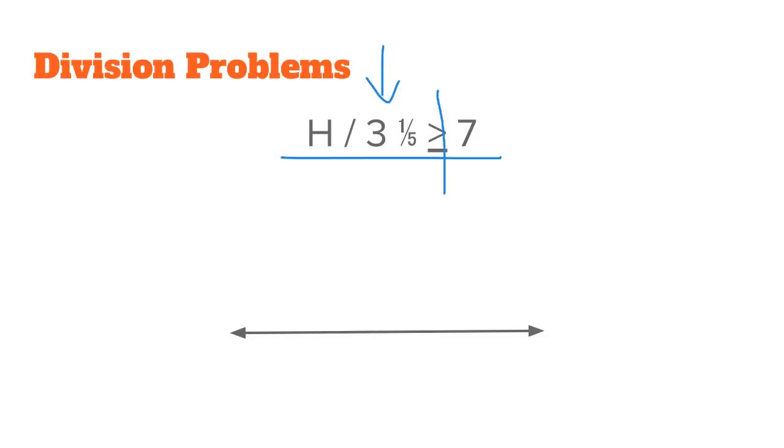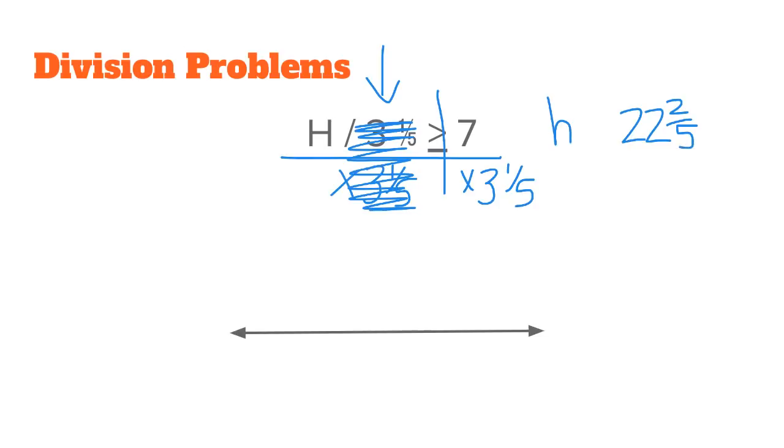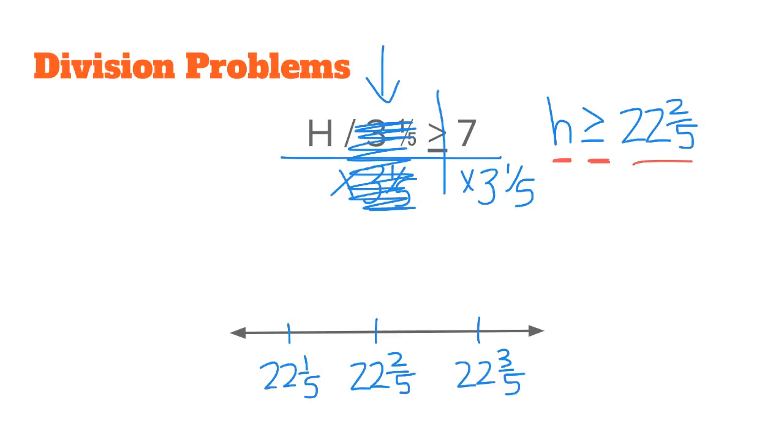Okay, the opposite of dividing by 3 1/5 is multiplying by 3 1/5. Not just one side, both sides. This will cancel. I have h on one side, 22 2/5 on the other. Don't change your sign because I did not multiply by a negative number. It's confusing, I understand. Okay, 22 2/5 goes here. A little bit bigger goes here. A little bit smaller goes here. It says I want everything greater than and including 22 2/5. So closed dot and this direction.